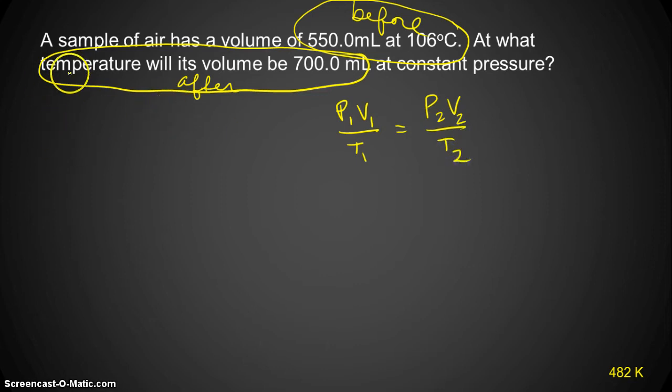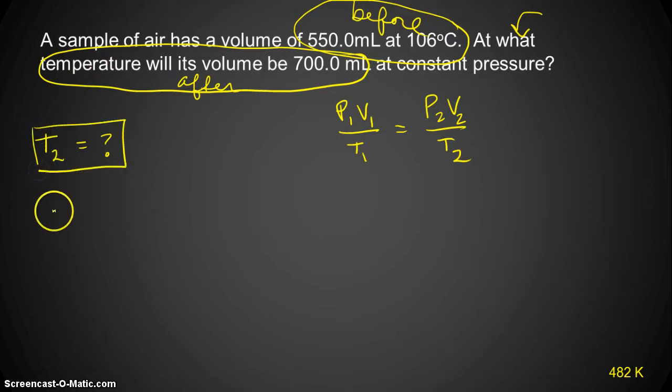Other than that, I'm going to go back to the same problem-solving process that I've been teaching you. I'm going to look for the question word first. Here it is. What temperature? So temperature is what they want me to find, but is it the before temperature or the after? You'll notice here it's the after, so T2 is what they want me to find in this problem.